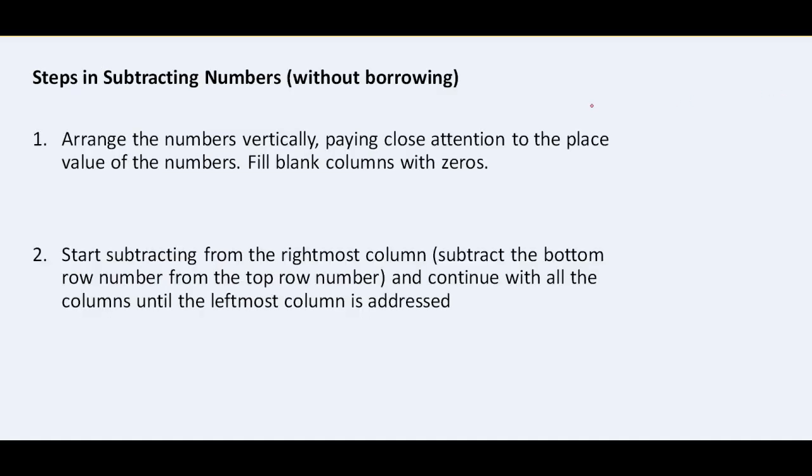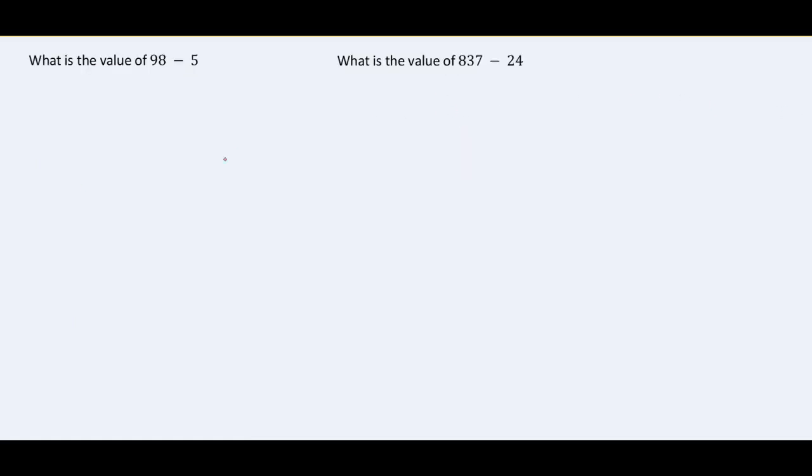When we want to subtract numbers, we first arrange them vertically, and we're going to fill blank columns with 0. But when we arrange vertically, we're going to pay attention to the place value of the numbers, and we're going to follow the rules for subtraction, which is starting from the rightmost column all the way to the left. So let's start with these examples.